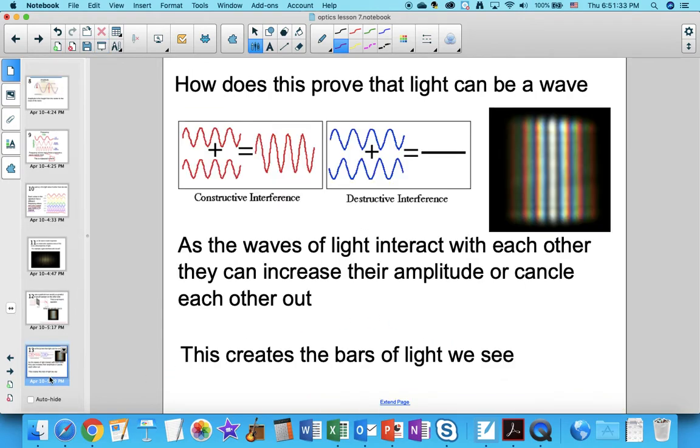We call this interaction interference. As waves of light interact with each other, they can increase their amplitude or cancel out each other's frequency. This creates the bars of light we see. Constructive interference, as you can see, these 2 waves of light made a bigger wave of light. And so you can see these bright bands. The destructive waves, or destructive interference, these waves of light basically knocked each other out. And so no light was produced. And so you see these dark bands.